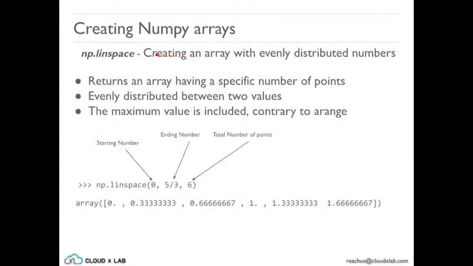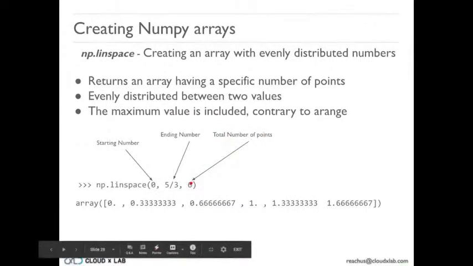Okay, now there is another way, which is to create an array of evenly distributed numbers, and that's called np.linspace. The way that works is it returns an array with the specified number of points, evenly distributed between 2 points. The maximum value is included. If you remember, when I used np.arange, the maximum value is not included. In this case, the maximum value is included. The other difference is that whereas in np.arange I gave the step size, here I don't give the step size, I give the total number of points that's needed.